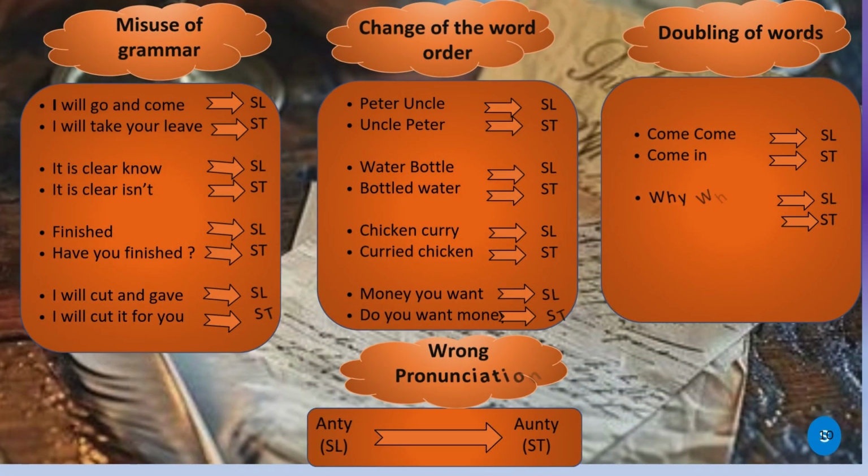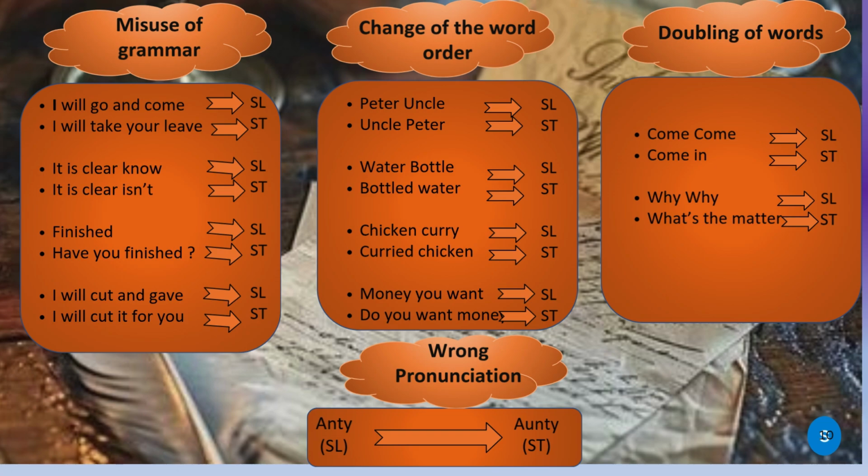Next difference is misuse of grammar. In Sri Lankan English, we say, I will go and come. But in Standard English, I will take your leave. Sri Lankan English, it is clear no. And Standard English, it is clear, isn't it? Sri Lankan English, finished. In Standard English, they say, have you finished? And Sri Lankan English, we say, I will cut and care. In Standard English, I will cut it for you.